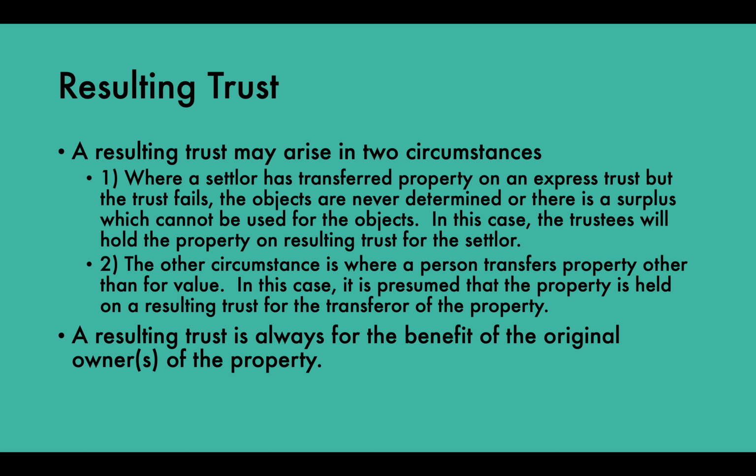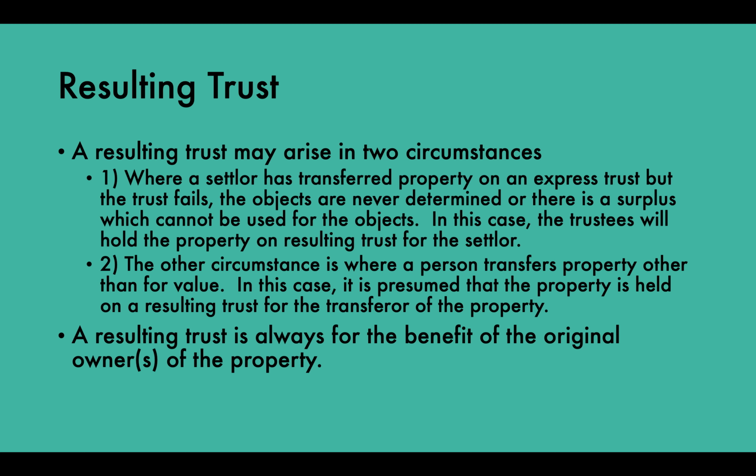So where the settlor has transferred the legal rights in the property to a trustee, but has failed to identify the person or persons who will take the equitable interest in the trust property, that part of the equitable interest which has not been settled on trust for an identifiable beneficiary will be held by the trustee on resulting trust for the settlor.